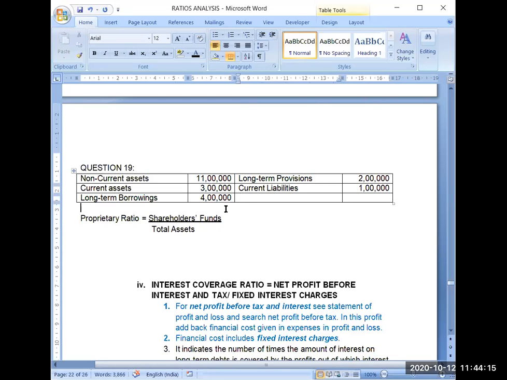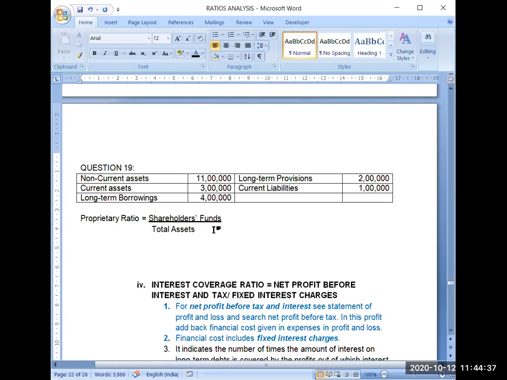And I need shareholder fund. So I have information regarding non-current liabilities and current liabilities, but at the same time, I am having information regarding total assets also. So I will be able to calculate shareholder fund also. So now we will start the question.